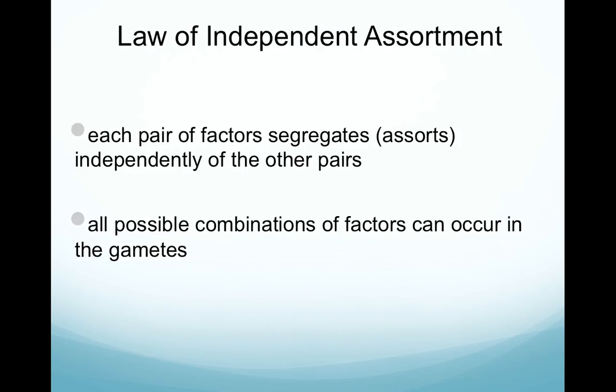His law of independent assortment states that each pair of factors will segregate or assort independently of the other pairs. So all possible combinations of factors can occur in the gametes. We know this is true as well because during meiosis, the way the chromosomes align during metaphase 1 determines which chromosome, and therefore which alleles, go into which gamete, and they do align independently of one another on that metaphase plate.